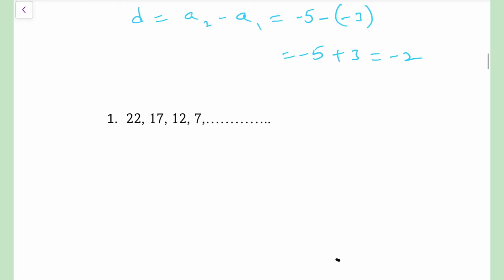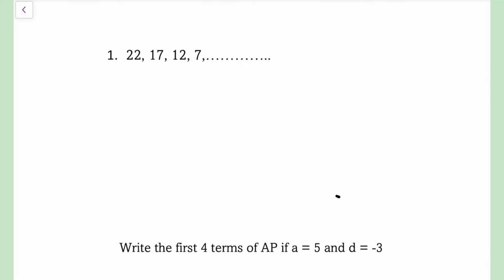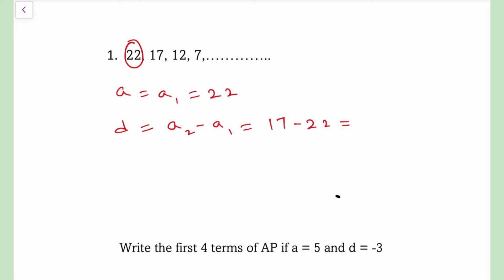Next, 22, 17, 12, 7 and so on. Here first term is 22. So A equals A1 equals 22. Then common difference D equals A2 minus A1. A2 is 17 minus A1 is 22. 17 minus 22 is minus 5. So the first term is 22 and the common difference is minus 5.